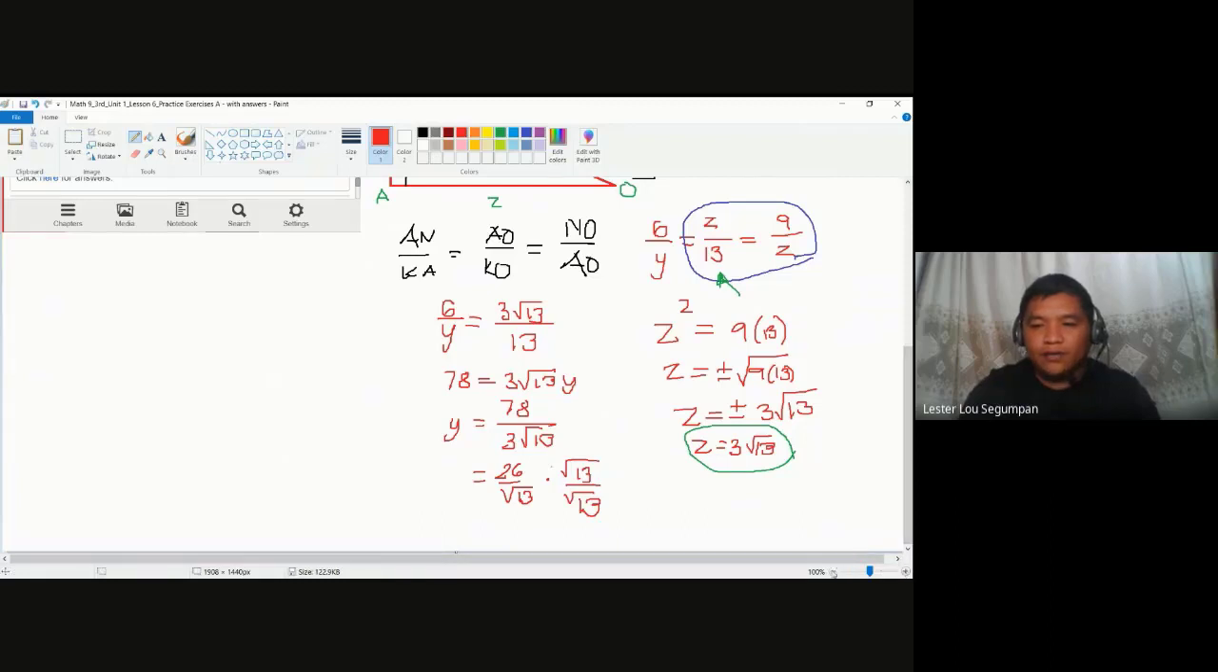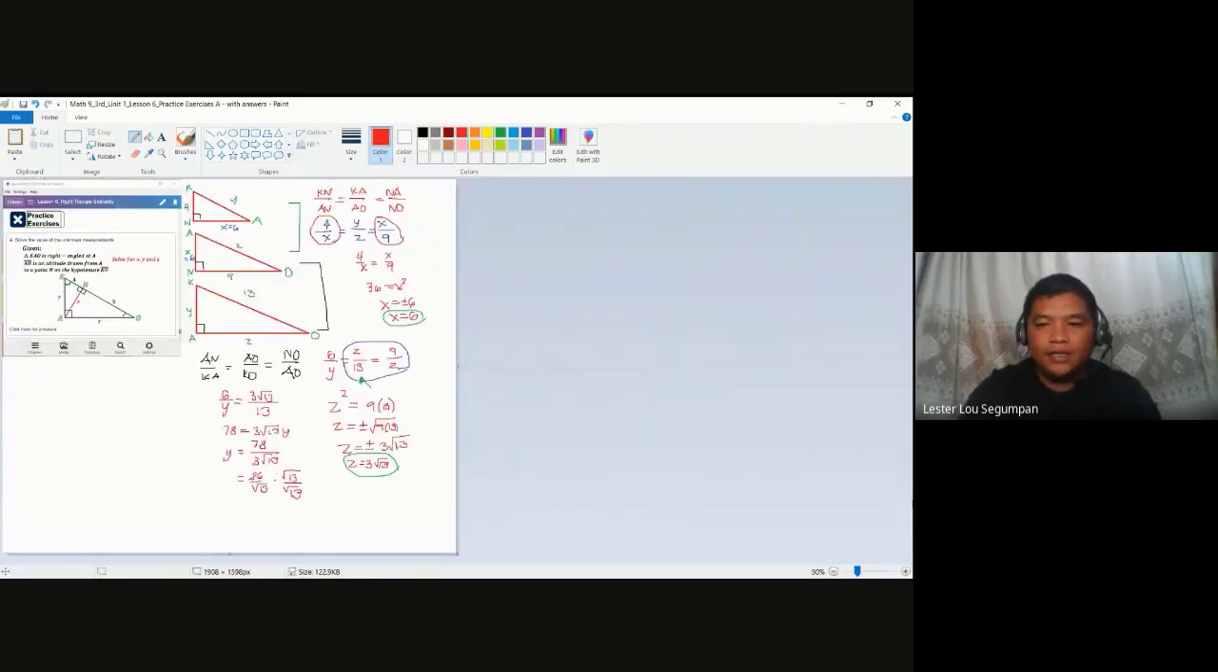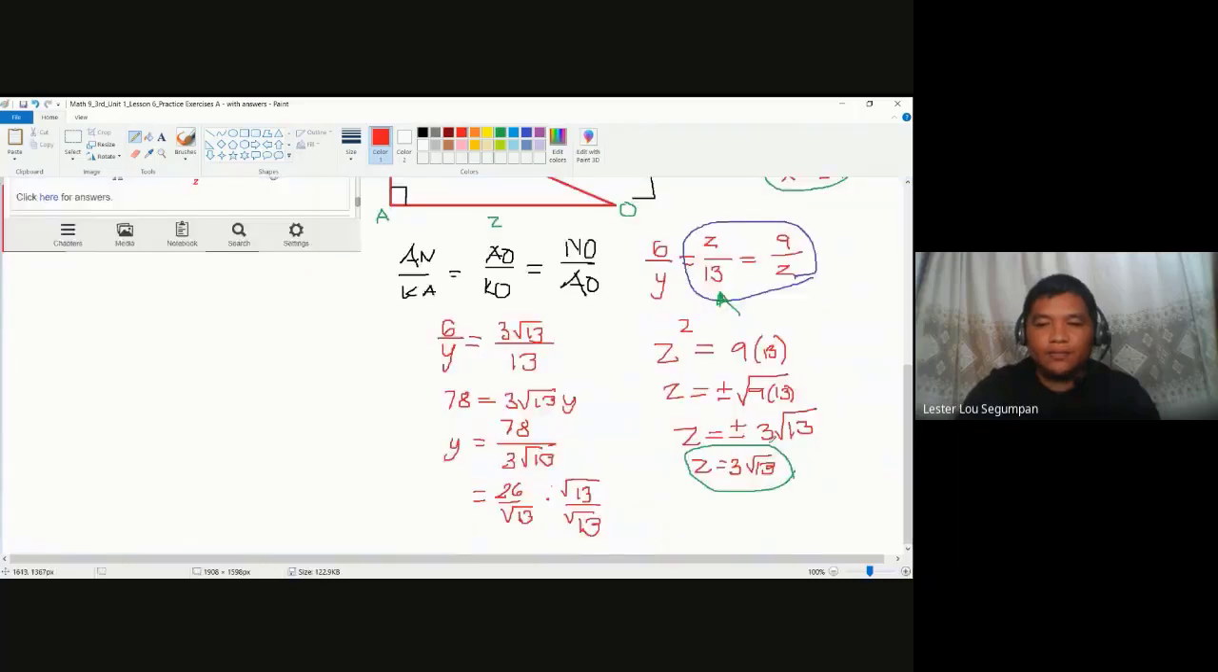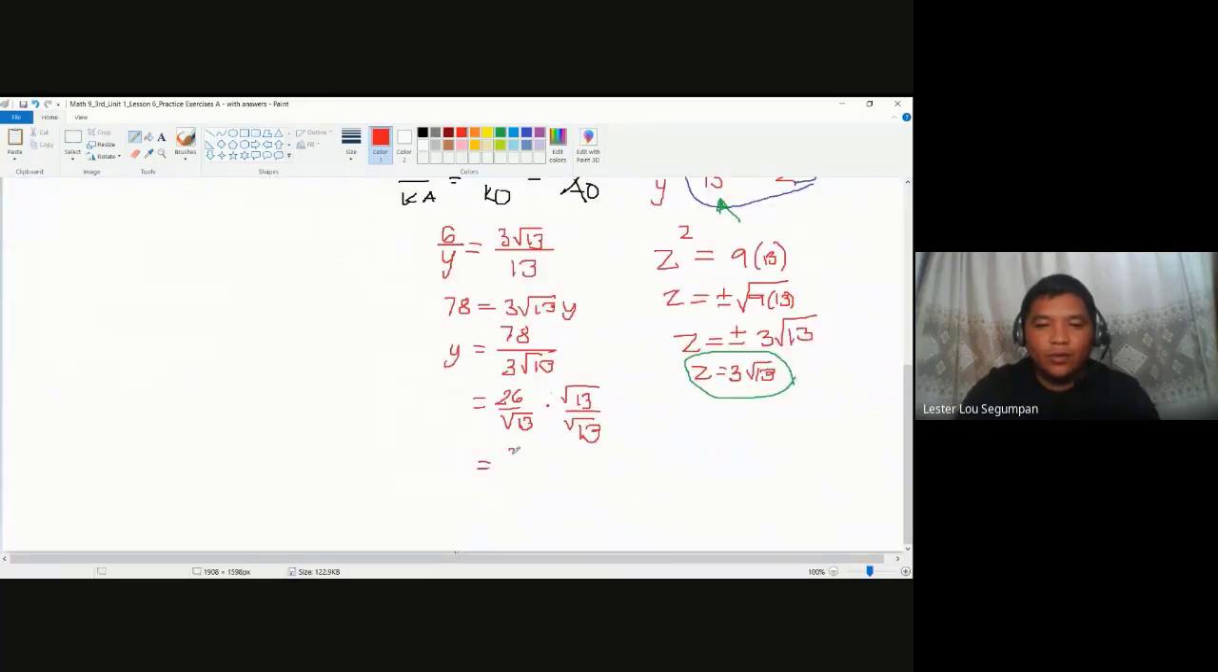Let me increase more space here. Okay, so you have 26 square root of 13 over square root of 13 times square root of 13. You might want to review radicals for this. It's just 13 because that's square root of 13 squared. Divide this 2. So y is equal to 2 square root of 13. This is also the possible value for y.